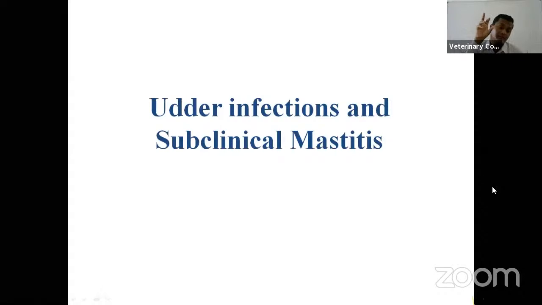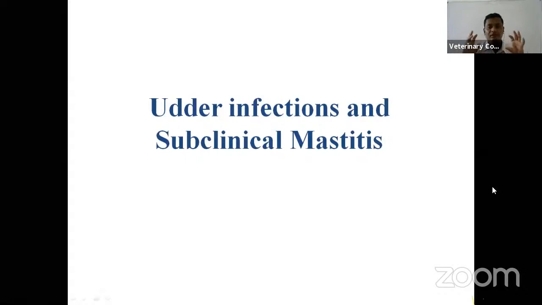If the infectious agents, the majority of them are environmental, or those that are transmitted from animal to animal, contagious or environmental. So these organisms, when they invade the glandular tissue of the udder, we call such an inflammation of the udder as mastitis.